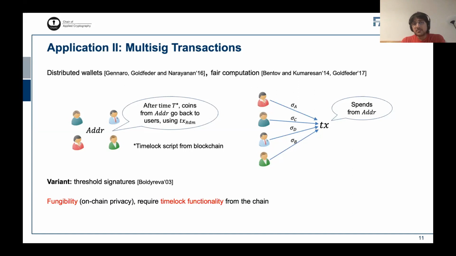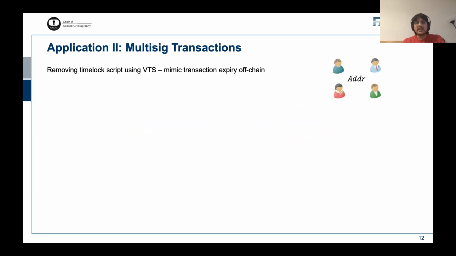And as I said, there are many applications that are built on multi-sig transactions. So this is kind of like a bottleneck on these applications if you want the blockchain to offer time lock script. Okay, so the idea is kind of the same as before. So you want to remove this time lock script using VTS, and you want to mimic the expiry time of the transaction off chain, right?